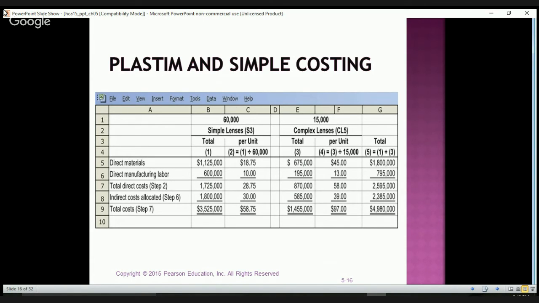For my direct materials, I have a cost of 675,000, and my direct manufacturing labor is 195,000. We have the allocated cost of 585,000, which we got by taking 9,750 times 60. Add all those numbers together, I get 1.455 million, or a $97 cost per unit.